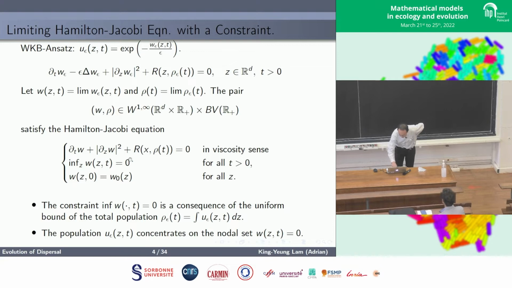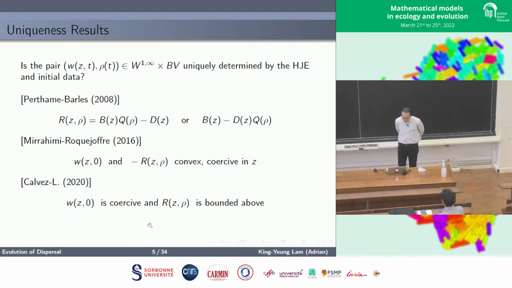So in a sense, if you can solve this Hamilton-Jacobi equation, and then look at where the minimum is attained, then the minimum point of this rate function corresponds to the dominant trait at time capital T. It is interesting to ask whether this Hamilton-Jacobi equation has a unique solution. By unique solution, we mean the pair W and rho is uniquely determined by the Hamilton-Jacobi equation.